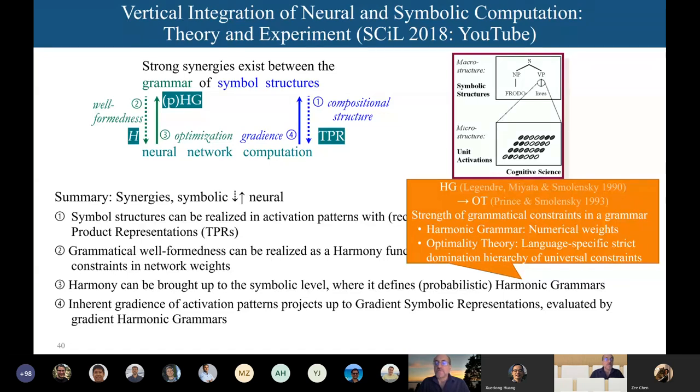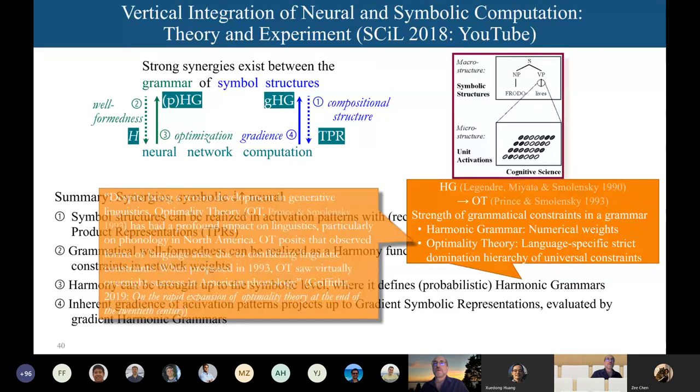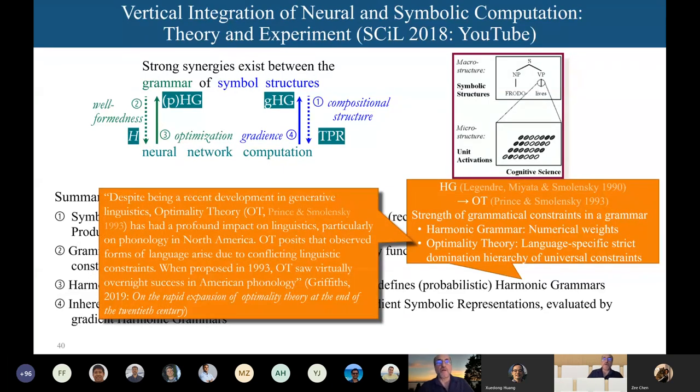Okay, I believe that the contributions to both macro theory and micro theory here provide strong evidence for the value of this integrated bottom-up, top-down research strategy, the value of integrating the best of symbolic and neural network approaches to the study of intelligence. As for the value of one of the contributions, optimality theory, you don't need to take my word for it, thanks to a quote that I just got from Tom McCoy a few days ago. Thanks, Tom. A paper called On the Rapid Expansion of Optimality Theory at the End of the 20th Century.